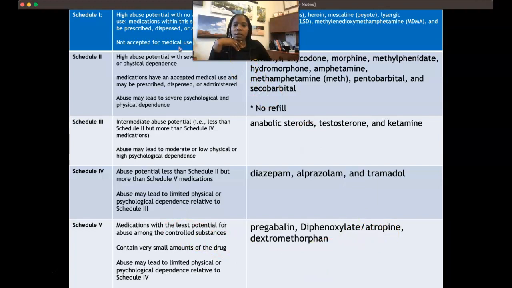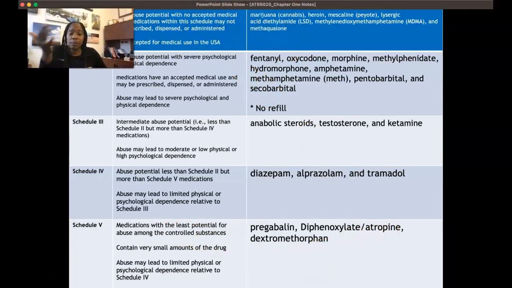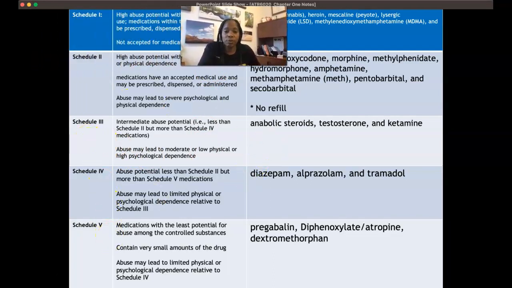So what we can see all in all is our Schedule 1 drugs typically are not prescribed by physicians, and cannot be in the United States. Your Schedule 2, you don't have the capacity to have a refill because of the increased risk for psychological and physical dependence. And then as we move to 3, 4, and 5, we can see that patients can certainly get more refills of those schedules.